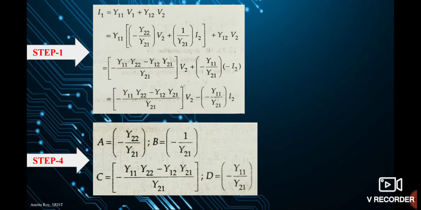So in the last step we will get A equals minus Y22 divided by Y21 and B equals minus 1 by Y21. C equals minus (Y11 into Y22 minus Y12 into Y21) divided by Y21 and D equals minus Y11 divided by Y21. So here we will get the ABCD parameters easily.